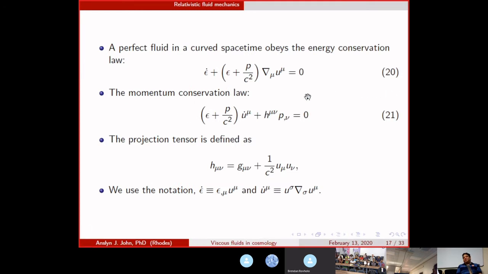Okay, so if you have a perfect fluid in curved space-time, it obeys the energy conservation law, given by equation 20, and the momentum conservation law, given by equation 21. There are a couple of symbols here which aren't that crucial. This tensor H is a projection tensor, and I've just used some notation where these dots indicate contractions of these scalars for the fluid velocity, and this U mu dot can be thought of as a relativistic version of the material derivative. You see this contraction of velocity with the gradient. In this case, it's the full covariant derivative. Okay, so the conservation laws incorporate space-time curvature, and they're written like this. They look very similar to their classical versions.